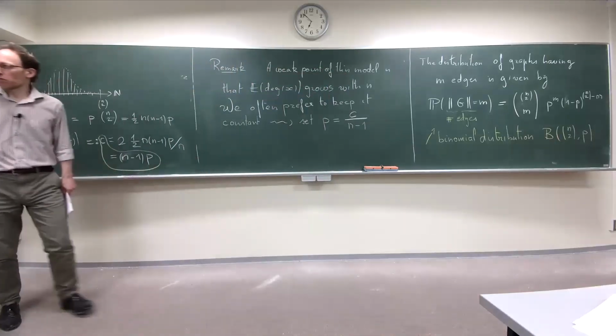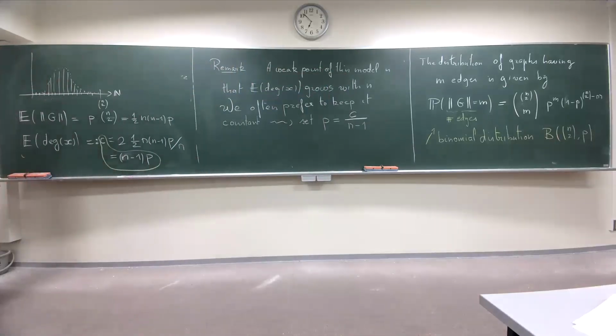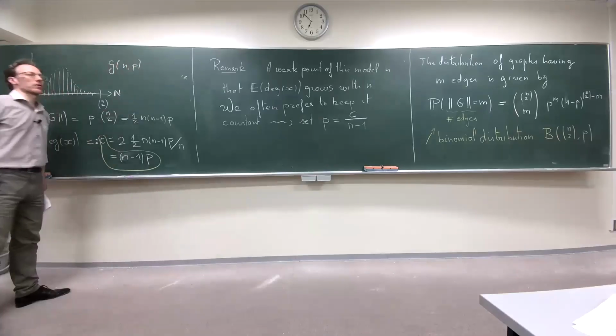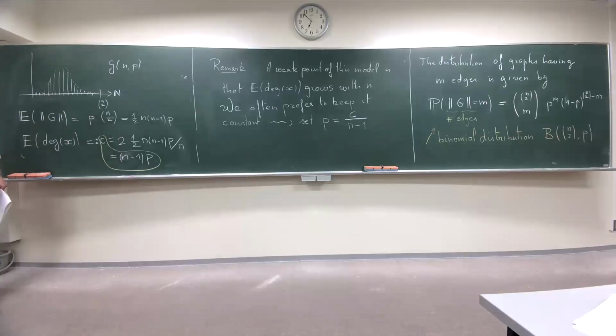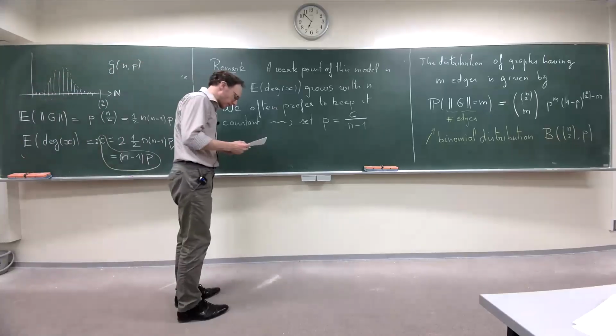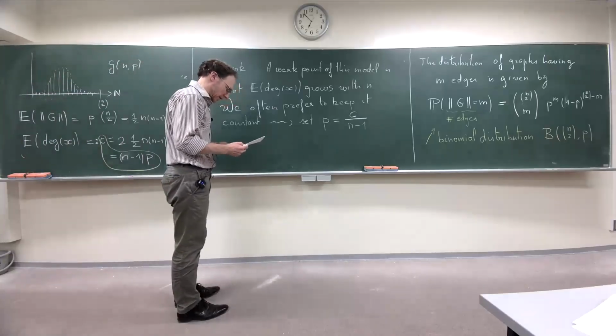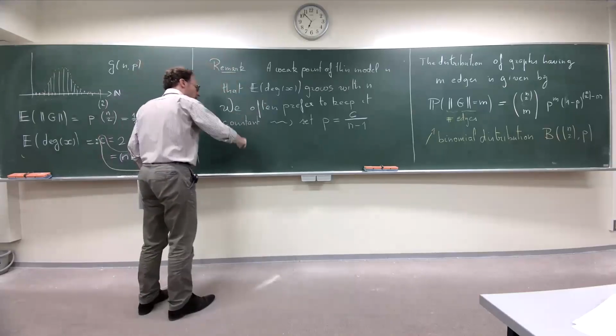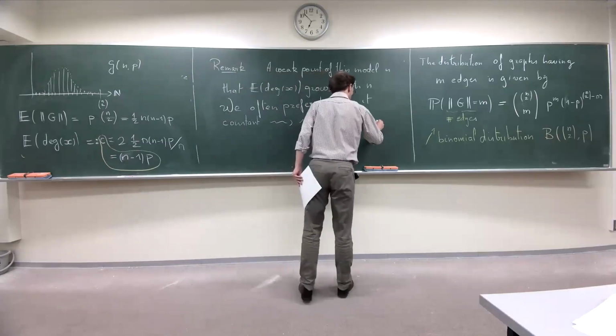Which I can do. At the beginning, I said I studied G(n,p). These two numbers were independent. I'm allowed to take a p which depends on n. So this is the idea. But before, so this was a remark, we will do it very soon.